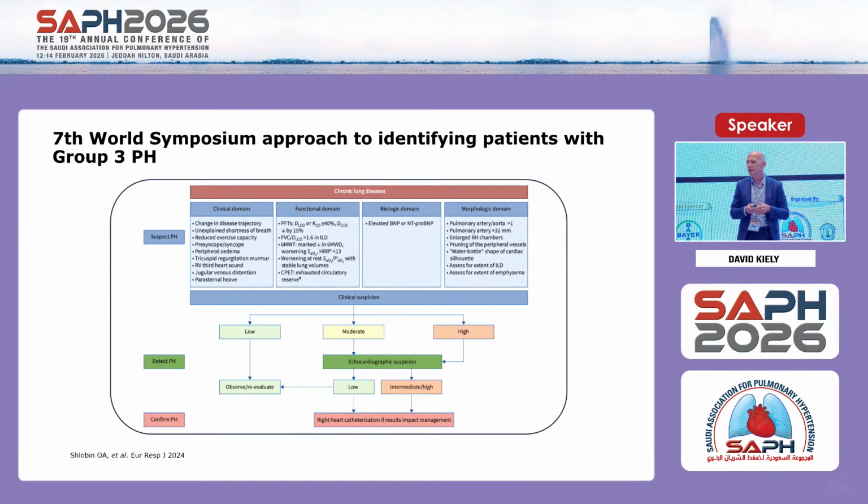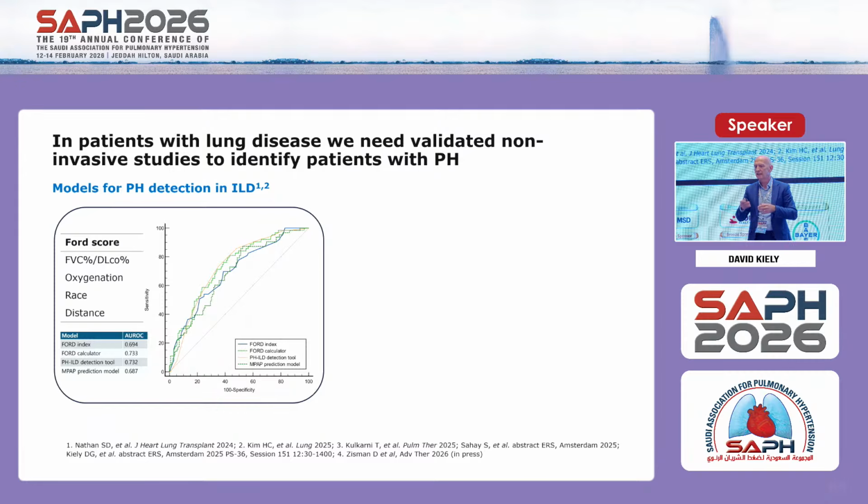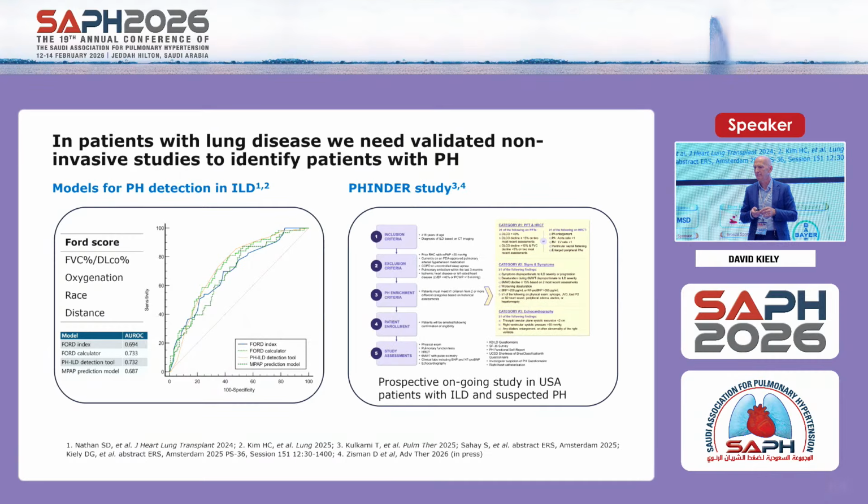I think this really gets to the nub of the problem here in underlying lung disease, is that we lack well-validated non-invasive tools to aid the identification of pulmonary hypertension. So there are a number of different models that we can use. There's the Ford score, and based on retrospective review of different studies, including clinical studies of different pharmacological agents, we can see an AUC that we can achieve with these different indices of around about 0.7.